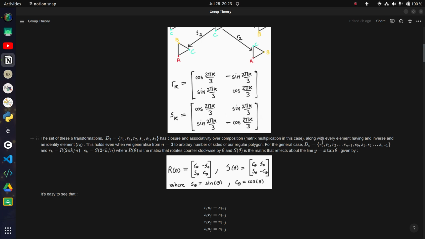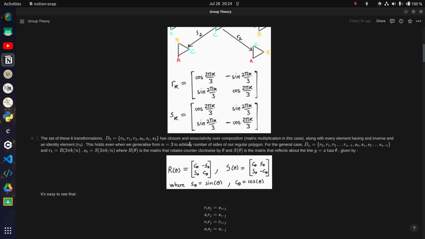and every element has an inverse, and there's a special element called the identity element, such that the identity element times any other element from D3 is just the other element. In this case, the identity element is the identity matrix, which is R0. Just put 0 in this formula and then yeah, it works.